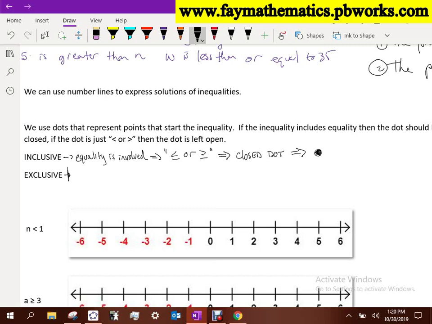I'm not going to write this, but equality is not involved. So that's going to lead us to these symbols.